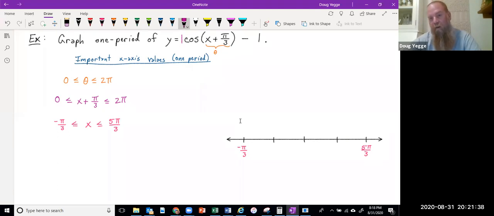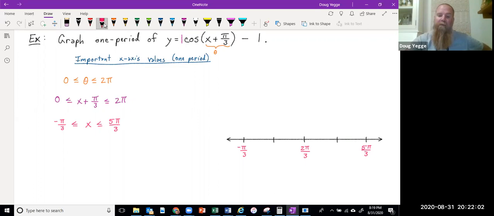So let's go ahead and start going through the process. We're going to add them and divide by 2. So negative pi over 3 plus 5 pi over 3 is 4 pi over 3. 4 pi over 3 cut in half is 2 pi over 3. So I know that this midpoint is 2 pi over 3.